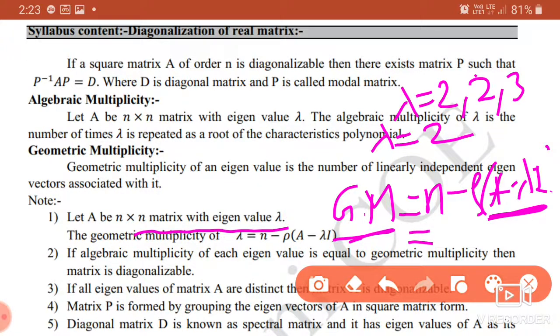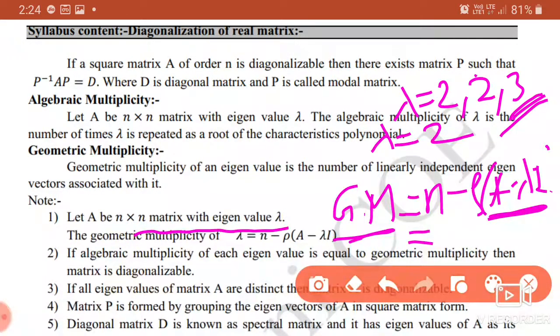So for lambda equal to 2, we first get the geometric multiplicity. Similarly, we repeat the same thing for lambda equal to 3: we find its rank by substituting lambda equal to 3 and subtract it from the number of unknowns, then we get the geometric multiplicity for lambda equal to 3. So this is the formula for geometric multiplicity.